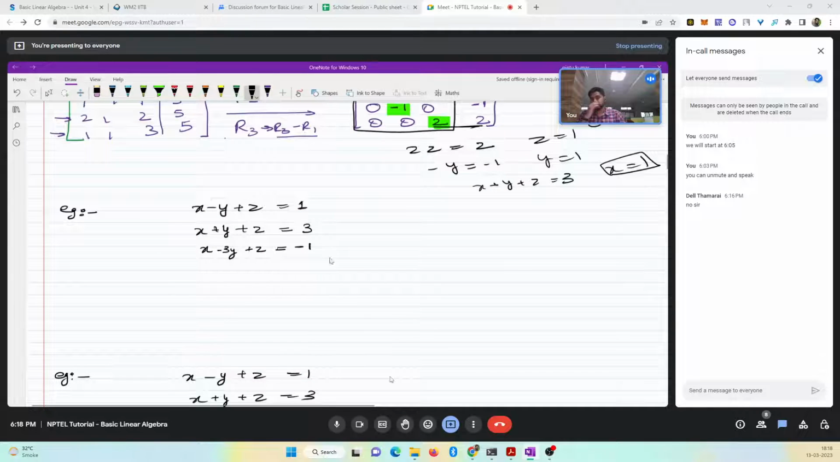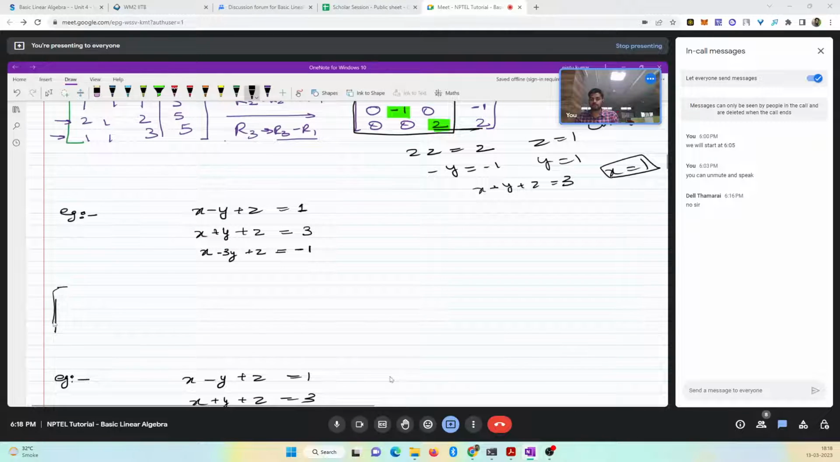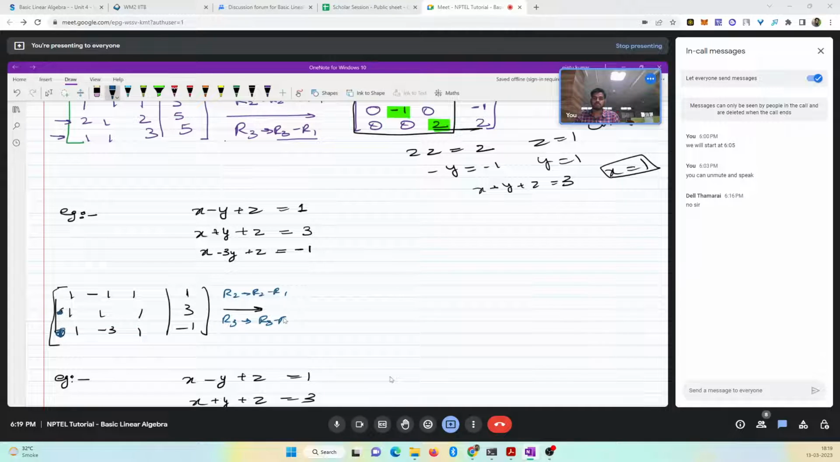Similarly, if we look at this example, this is 1, minus 1, 1, 1; 1, 1, 1, minus 3, 1. And this is 1, 3, minus 1. Now, what we want to do is make both these entries 0. How can we do that? We want to do R2 goes to R2 minus R1, R3 goes to R3 minus R1.